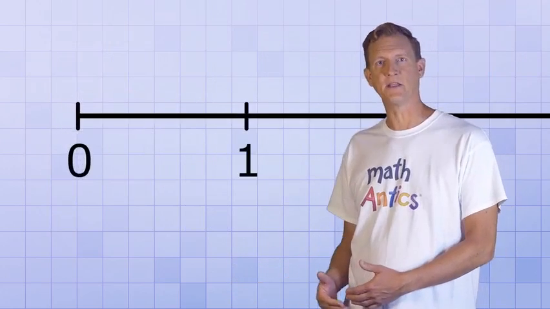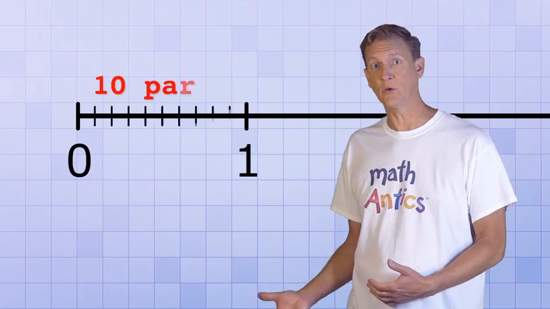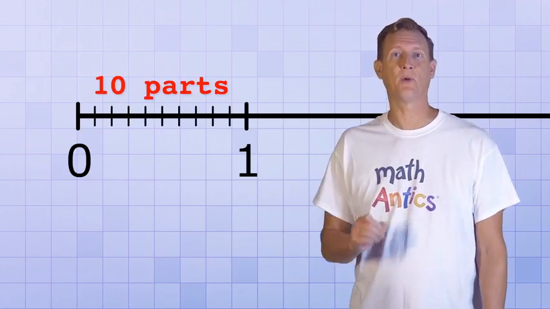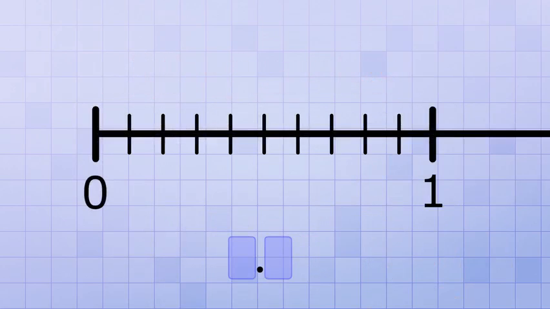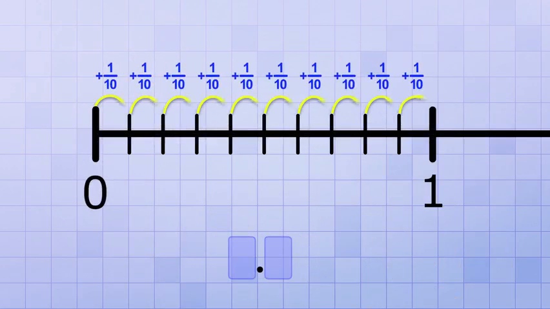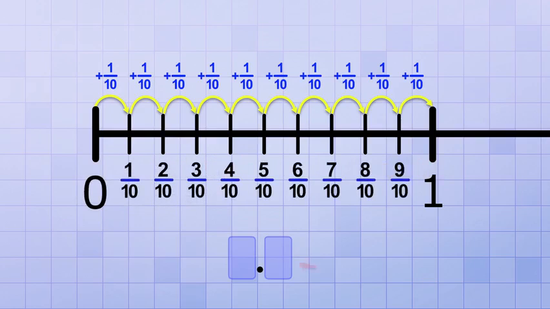But there's an even more useful way to subdivide the space between each of the whole numbers. If we divide up the space between the 0 and 1 into 10 equal parts, you'll see that this works perfectly with our decimal number places. Each one of these new marks is the fraction 1/10 apart. So after 0, this first mark is 1/10, and the second mark is 2/10, the third is 3/10, and so on.